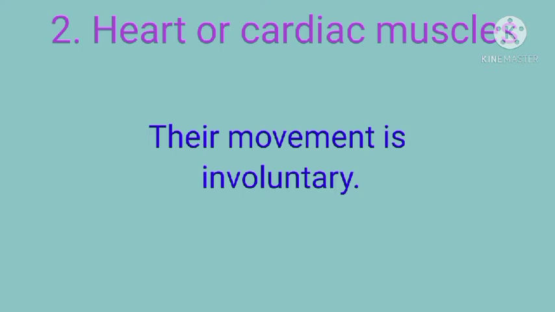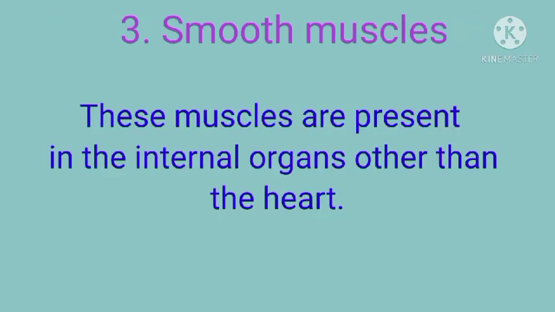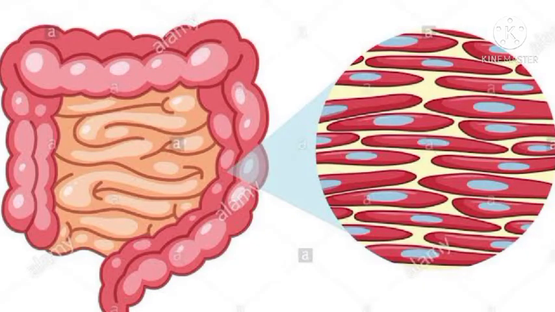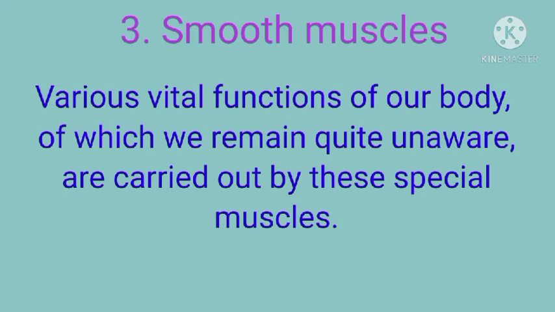Now, the third type of muscle is the smooth muscle. These muscles are mostly present in the internal organs other than the heart. The heart is made up of cardiac muscle, or heart muscle, but the other organs are made up of smooth muscles. Only the heart is made up of cardiac muscle; other organs are made up of this type of muscle. So all the important functions of our body are performed by this type of muscle.